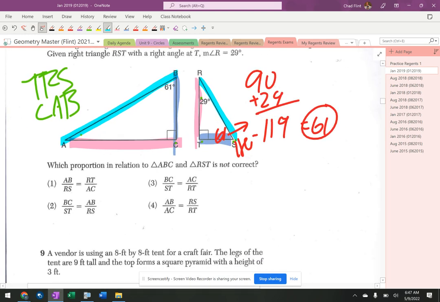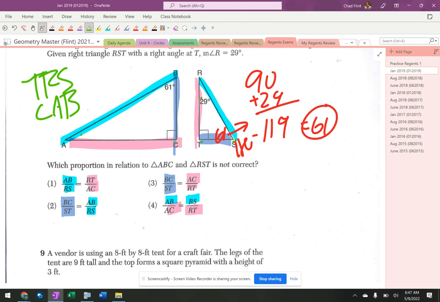All right, so any ABs and RSs. Okay, so there's all my blues. ACs and RTs. Okay, and then any BCs and TSs. Okay, so there's everything. So which one's not correct?